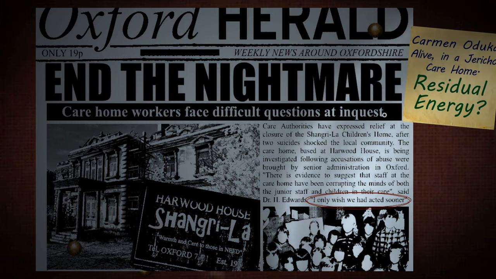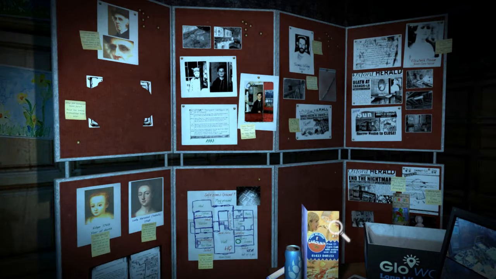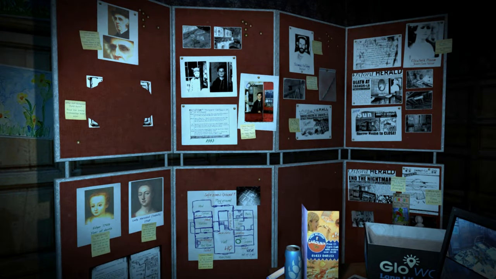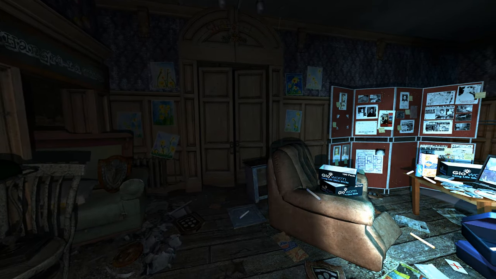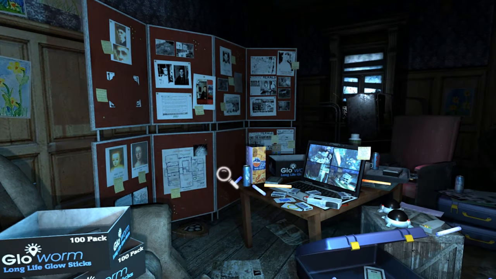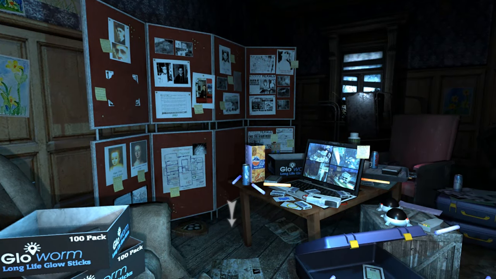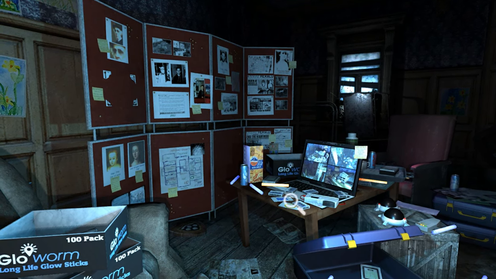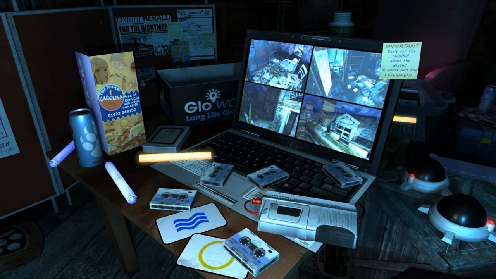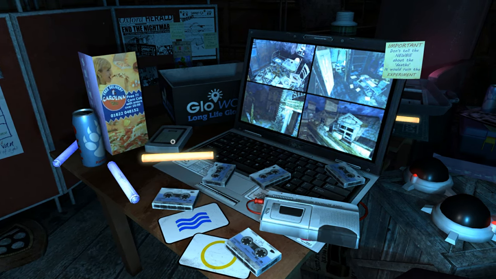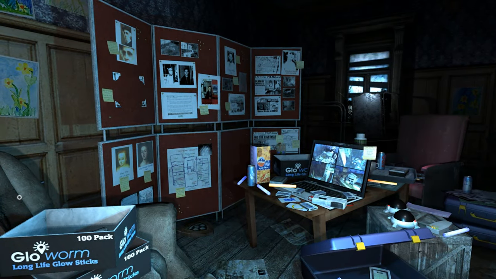That part's circled for some reason. That's the board, so that's the main people we're dealing with. Is that the deaths that they were keeping from me? Watch the cams. Look for activity. Log the info. I already did, my dude. Do you want me to do more? No thanks.